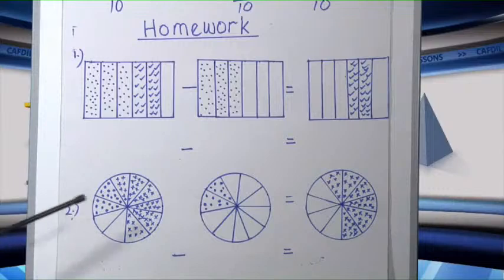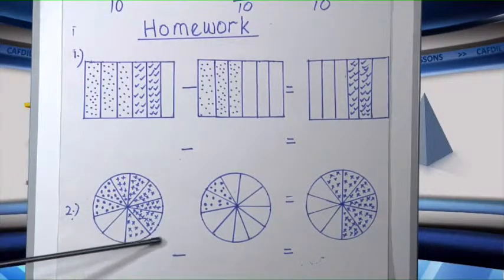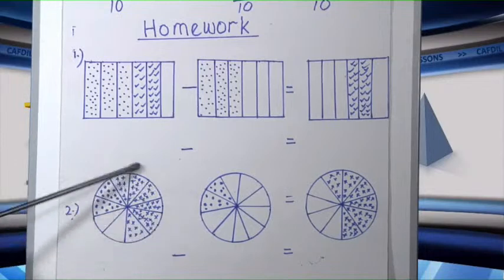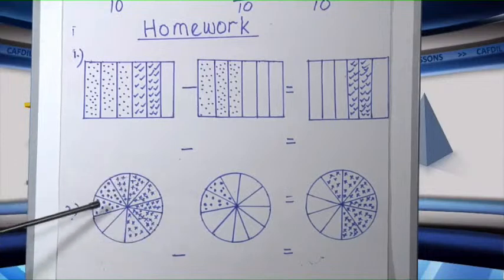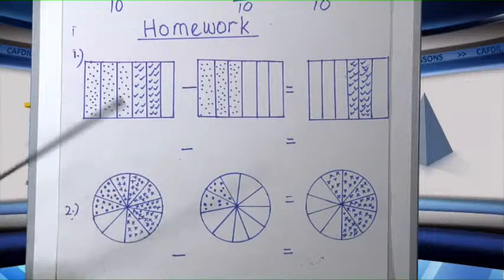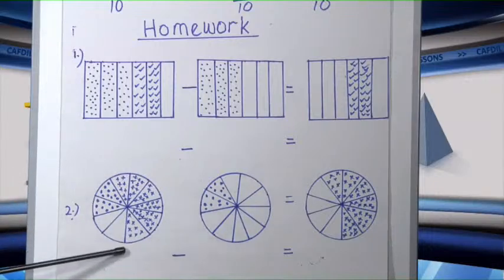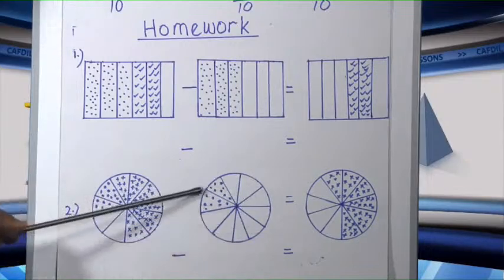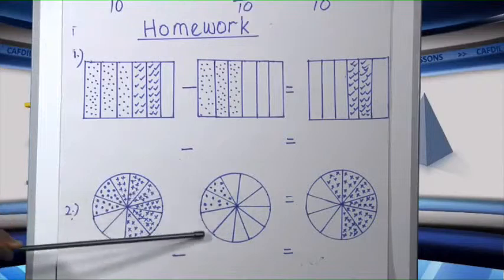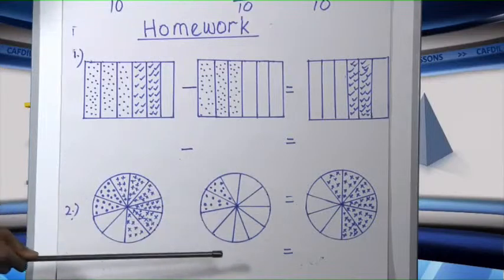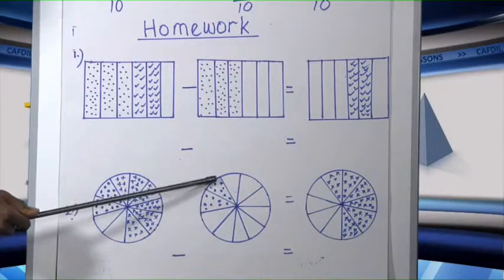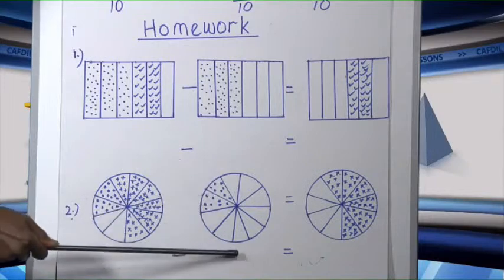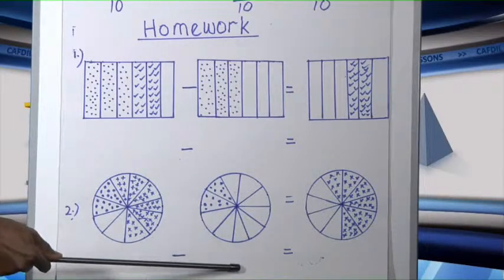Question 2. We have a circle. It has been divided into equal parts. A number of parts have been shaded. So what fraction is this? Write it here. Come to this circle. How many parts do we have in all? And how many parts have been shaded? Write the fraction for it here.